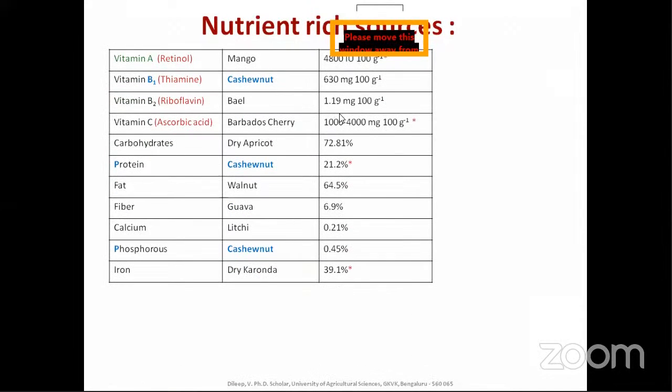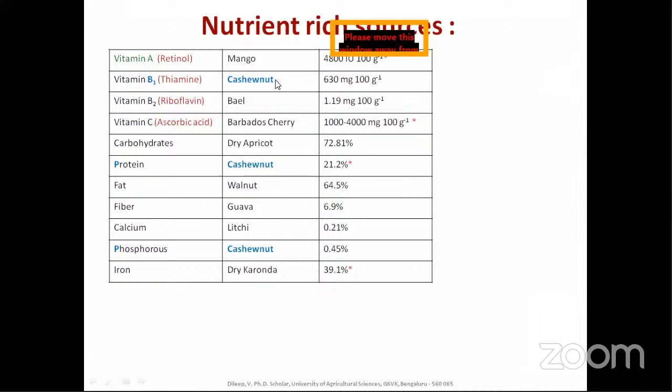Here there are several things in basic horticulture, but all those are not required, at least for a few things I mentioned here. What are the richest sources? Vitamin A, we all know that it's mango, and vitamin B1, cashew nut, B2, and similarly ascorbic acid, carbohydrates, protein, fiber, fat, and calcium, phosphorus, iron. What are the star marks I have mentioned here? These are the ones which are frequently asked.